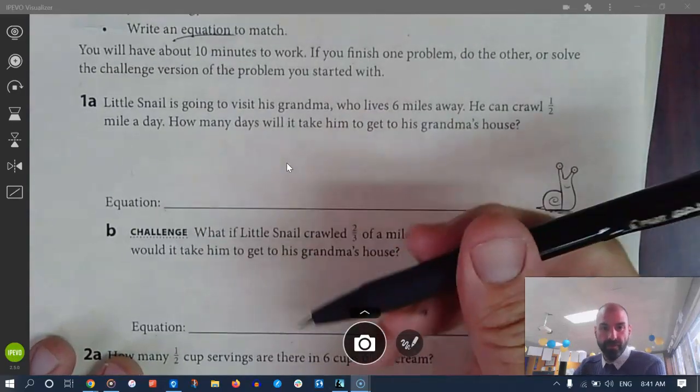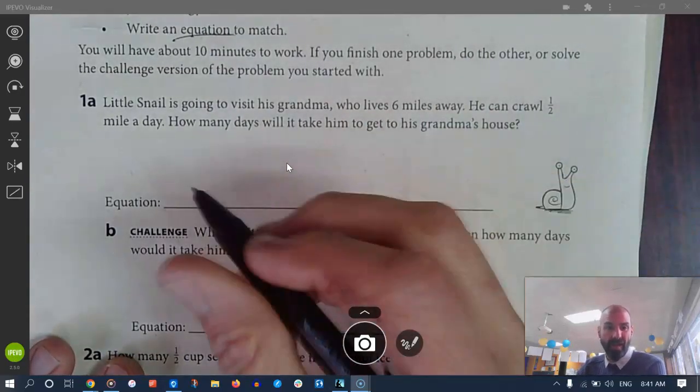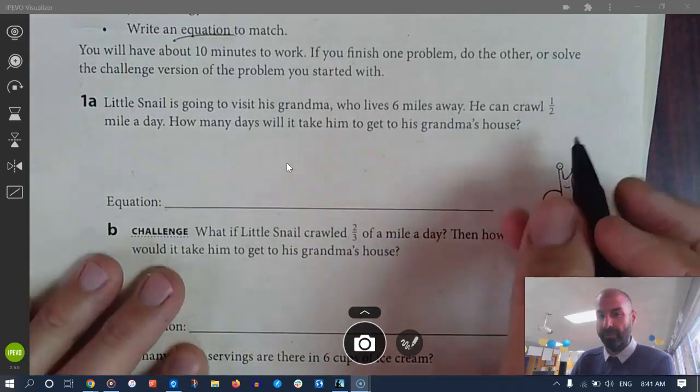All right, little snail is going to visit his grandma who lives 6 miles away. He can crawl a half mile per day. How many days will it take him to get to his grandma's house?